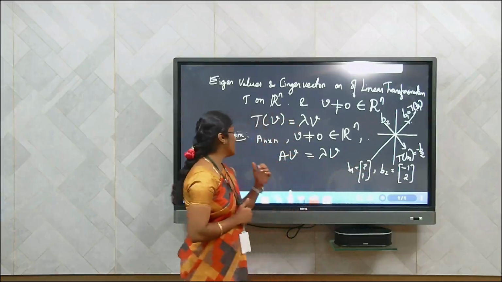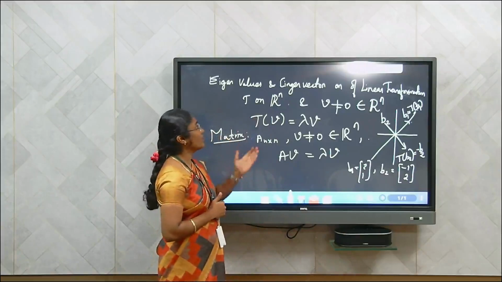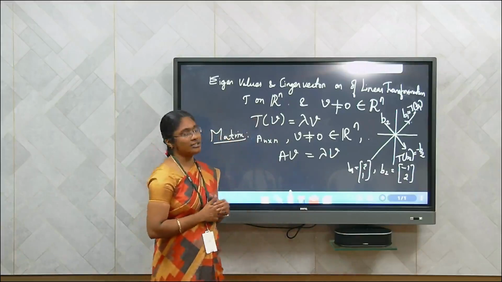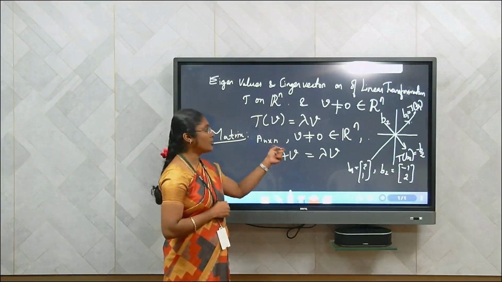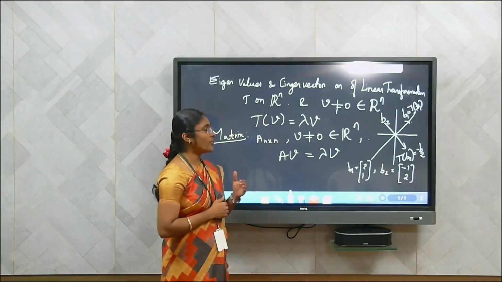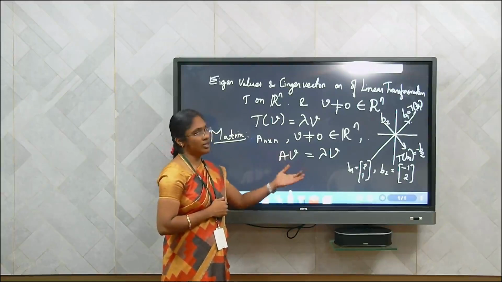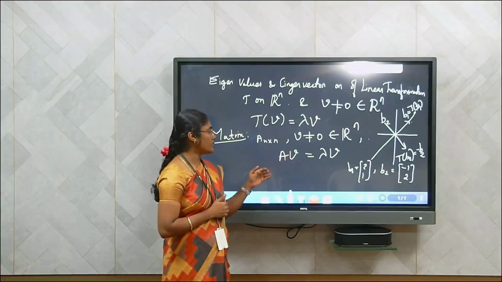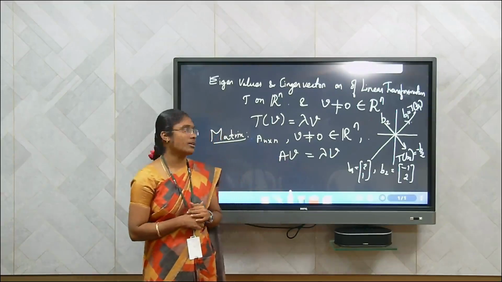So next we find, likewise, we define eigenvalues and eigenvectors on a matrix. Consider an n by n matrix A, and similarly find a non-zero vector v in R^n. If v is an eigenvector of A, then Av gives some constant times v. Then lambda is said to be an eigenvalue of the matrix A, and v is said to be a corresponding eigenvector to lambda.